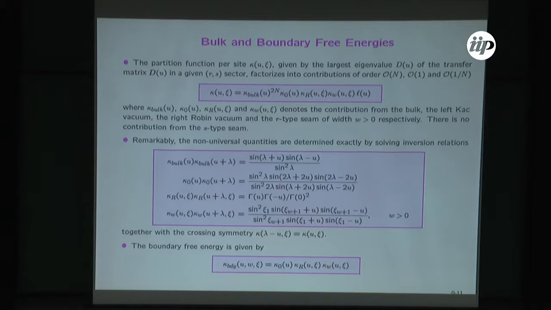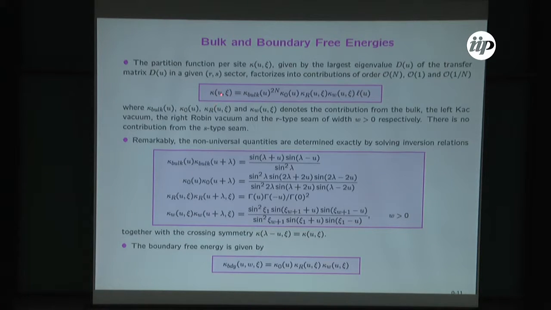So we want to study the thermodynamics of this integrable system and relations to conformal field theory. So the first objects to study are the non-universal properties, the bulk and the boundary free energies. And we're fortunate that here we can calculate these quantities exactly. So the partition function per site for this model, denoted by kappa u of xi, is just given by the largest eigenvalue. And that satisfies a rather simple set of inversion relations.